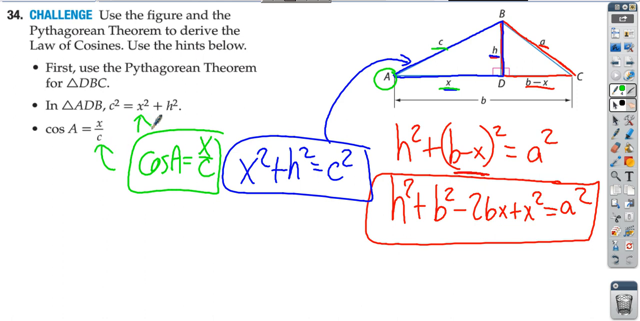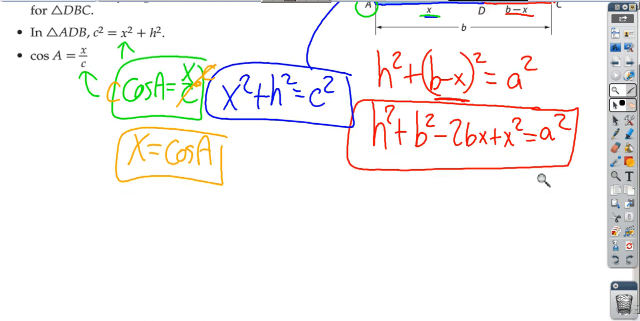Okay, so how does that help us? Well, notice that in both the red and the blue equation we have x's. So let's take that green one that we have and let's solve it for x. Let's multiply this side by c, multiply this side by c. So that means x is equal to c times the cosine of A. That's what x equals right there. And then we also want to notice that x squared plus h squared is equal to c squared.